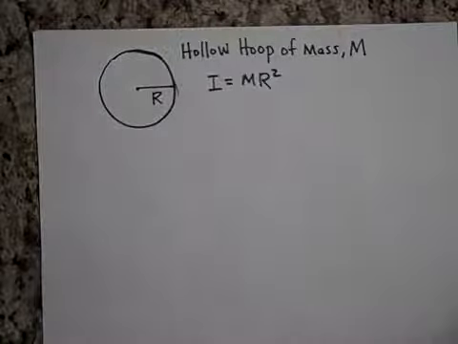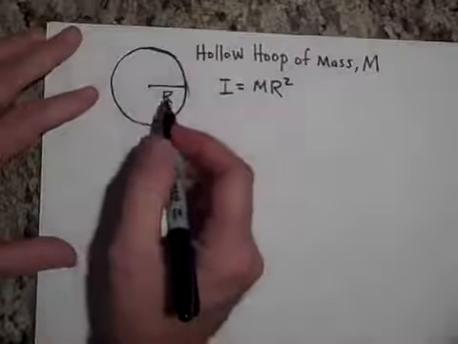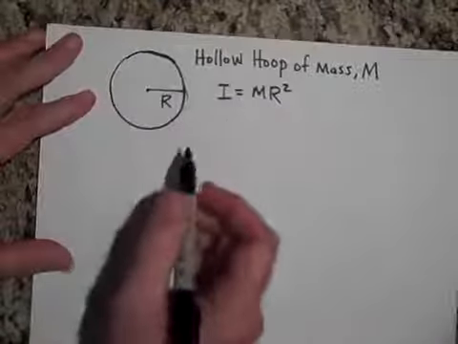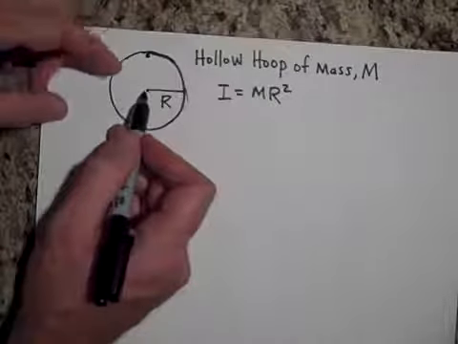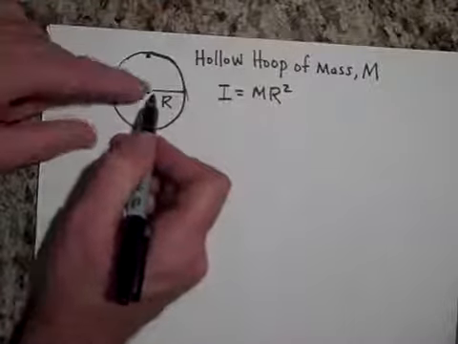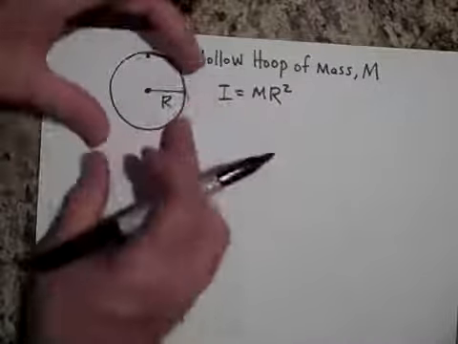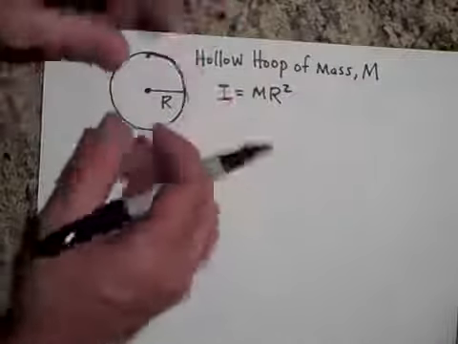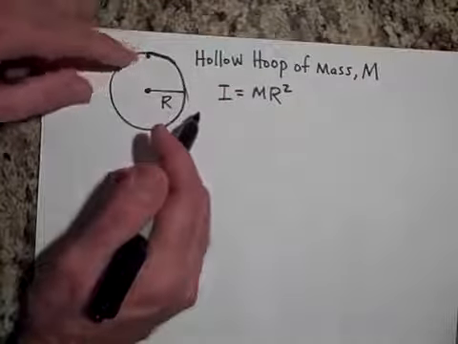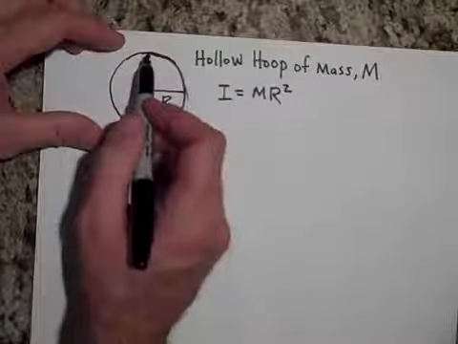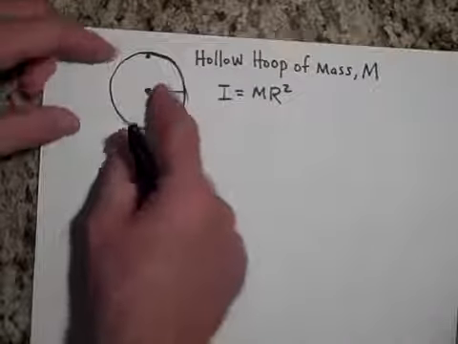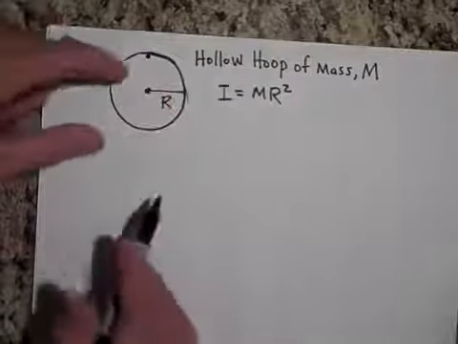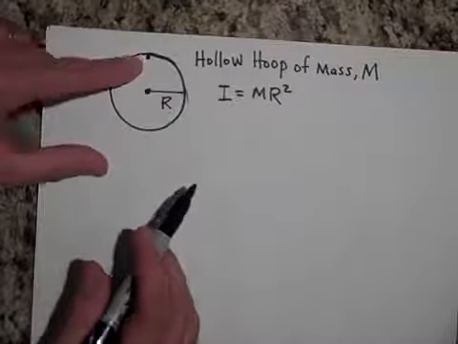Okay, well, if you know the I for this is that, what if you wanted to know the I about this axis? So if this is the axis rotating here, and let's say we hung a hula hoop on a nail in the garage, so it actually went around that axis. What is the rotational inertia about that axis?